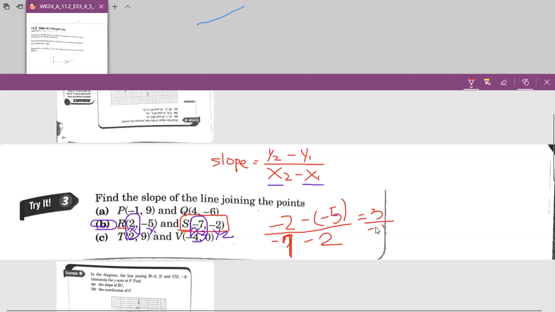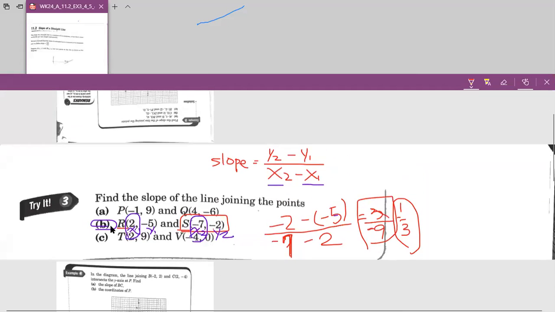This will be -9. So Timmy, can you simplify it and tell us what is the answer for the slope of RS for this one? It's 3. I mean, it's 1/3. 1/3, very good. But we have a -9 over there, right? So our answer will be -1/3. Okay.